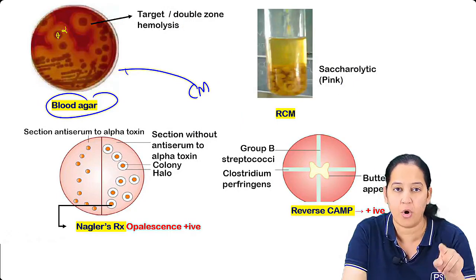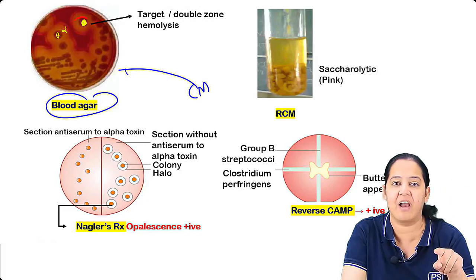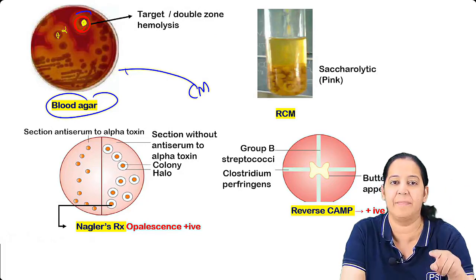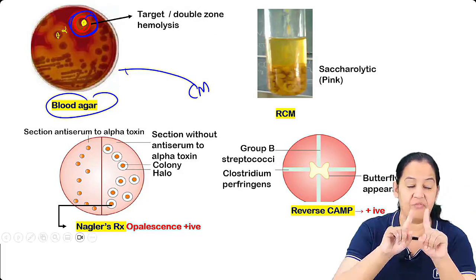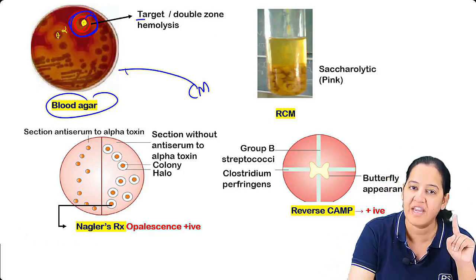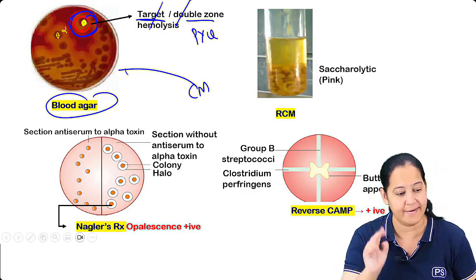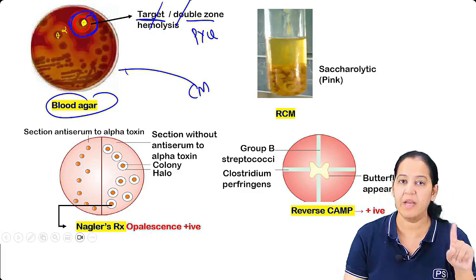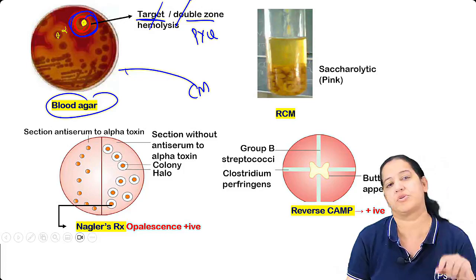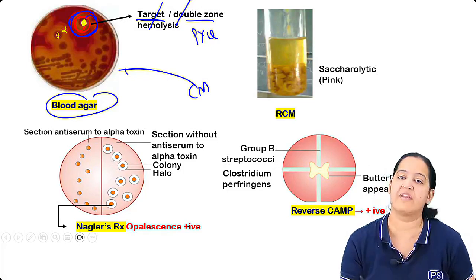This is a colony of the bacteria, around which I can first see the alpha, and around that I can see the beta. So there is a colony at the center, followed by alpha, followed by beta. It's known as double hemolysis, or target hemolysis. Very important PYQ. Double hemolysis looks like a bull's eye, and it is known as target hemolysis. It is seen in Clostridium perfringens. Please learn, on blood agar, it is the only bacteria which shows double hemolysis, alpha and beta both.